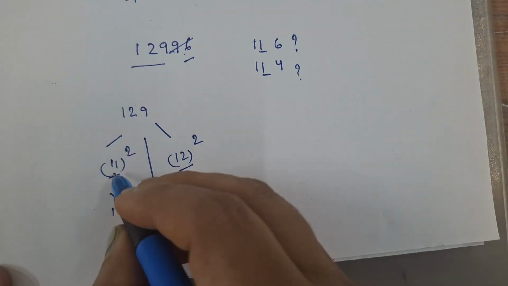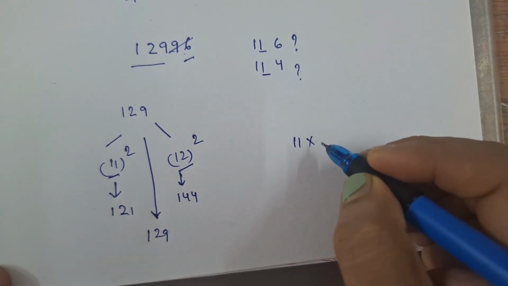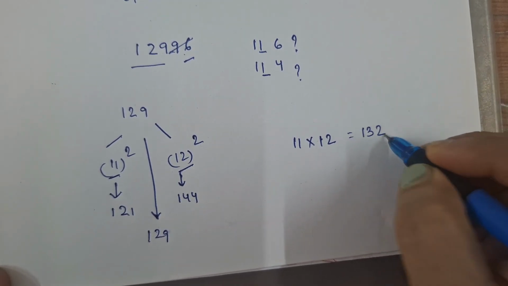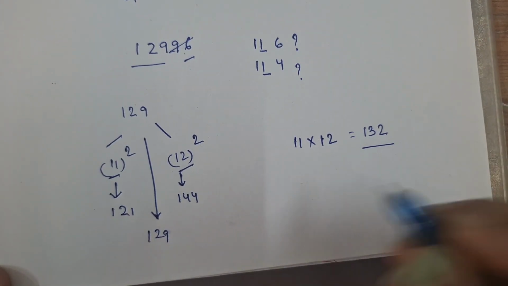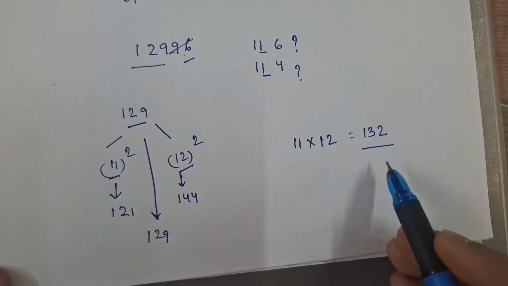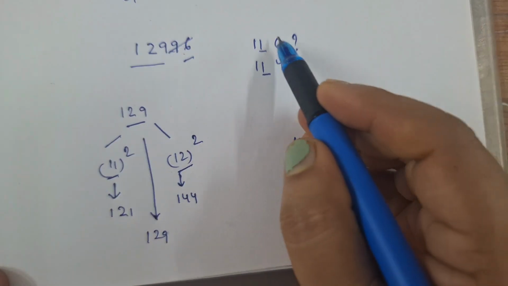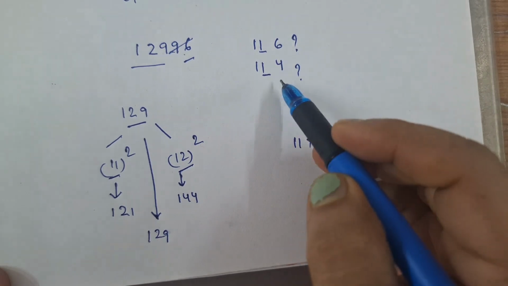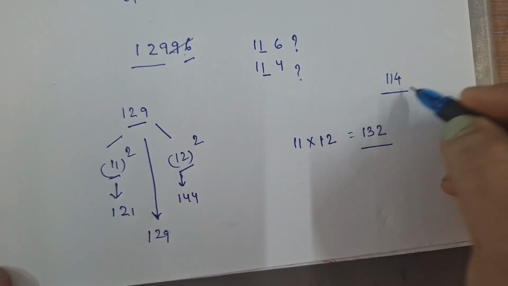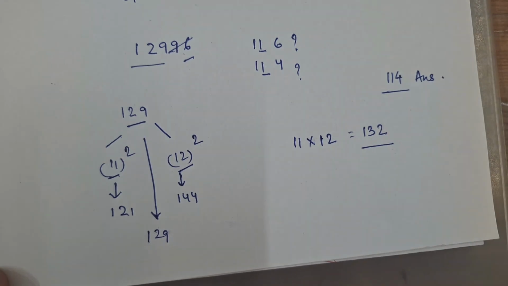What will we do next? 11 is there. Take 11 and multiply it with 1 more than 11. 11 12s are 132. Now we will compare 132 and 129 and find out which is the smaller number. 129 or 132? 129. So we will take the smaller of these two numbers. Which is the smaller of 114 and 116? It is 114. So 114 will be your answer.